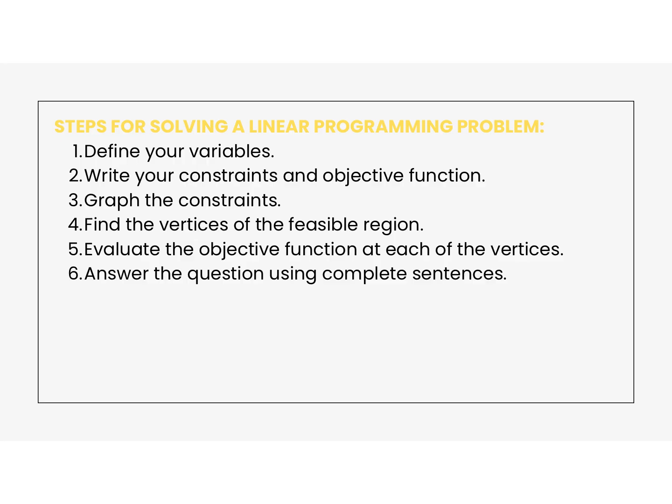Our first step is going to be to define our variables. So again, similar to what we did in 2.4 when we were looking at word problems and we talked about what is X, what is Y, we're going to do that same thing here. Then we're going to write our constraints, which are inequalities, and our objective function. We're going to graph the constraints. Once we have those done, we're going to find the vertices of the feasible region. Using the vertices, we're going to evaluate the objective function, and then we're going to use the information we get there to answer the question using complete sentences.